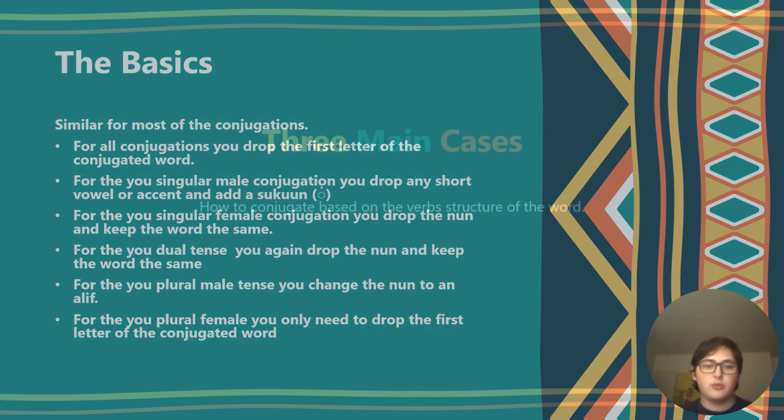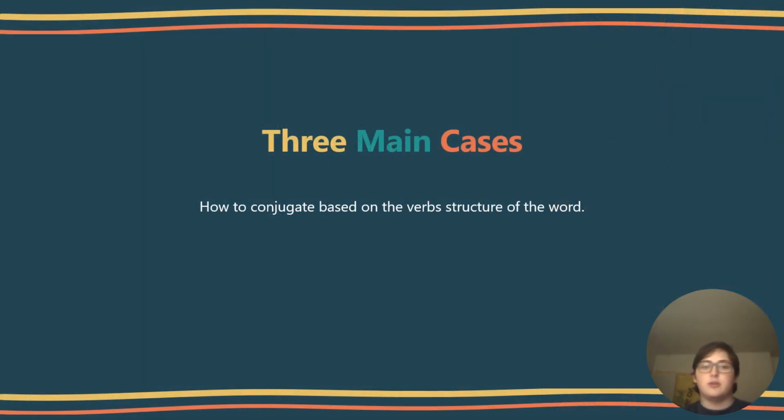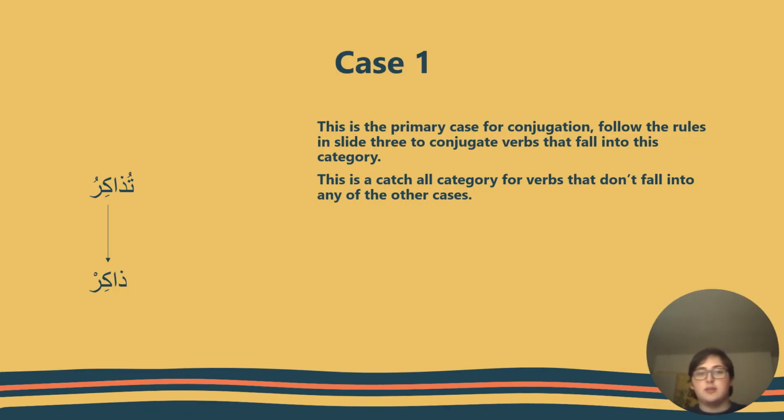So there are three main cases. These are just kind of like how to conjugate the verbs based on their structure. That brings us into case one. This one's kind of a catch-all. I have yudhakar on the side there. And so this is the primary case for conjugation, just in general.